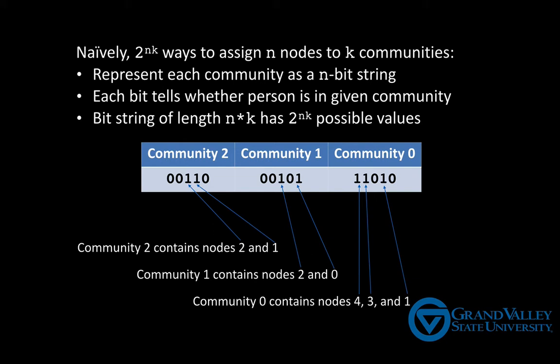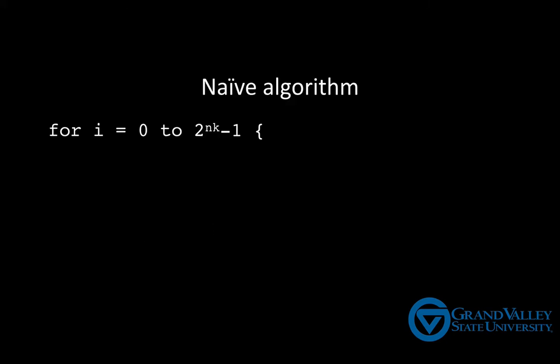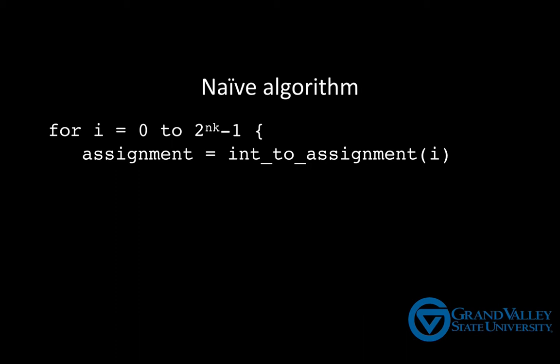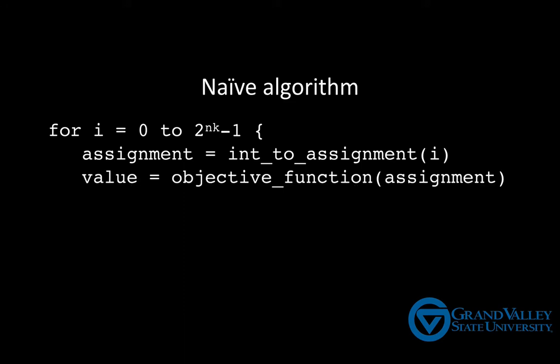This encoding leads to a very simple but incomplete algorithm. For each possible value in the bit string, so each value of i from 0 to 2^(nk) minus 1, we can interpret i as a community assignment. Take that bit string and generate the community assignment represented by it. And then we can evaluate the objective function for that community assignment and remember which one has the smallest value.